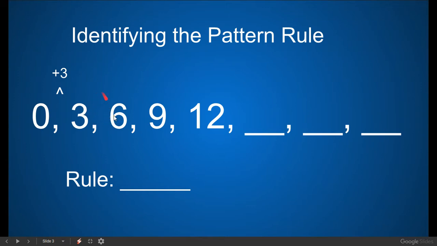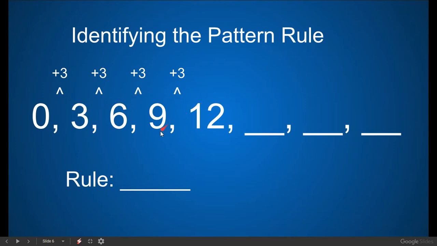So I go between my next two numbers, from 3 to 6. What happened to get from 3 to 6? Well, I'm going up, I'm getting bigger, and I got 3 bigger, so I added 3 there too. So we see that I added 3 to go from 0 to 3, and to go from 3 to 6, I added 3 as well. Now, I'm going to put another caret in there and show what I did to go from 6 to 9. I added 3 again. And the same thing from 9 to 12. I added 3. So I see that every single time I'm adding 3 onto the number.